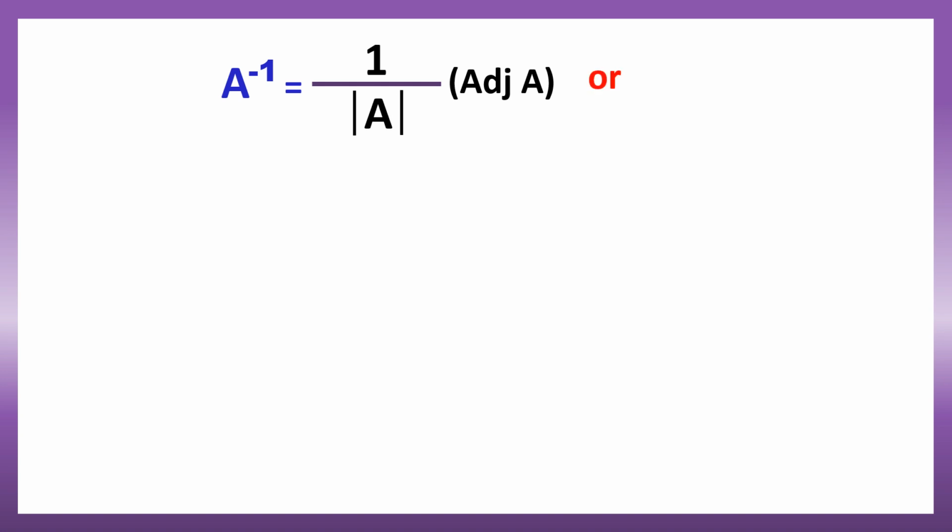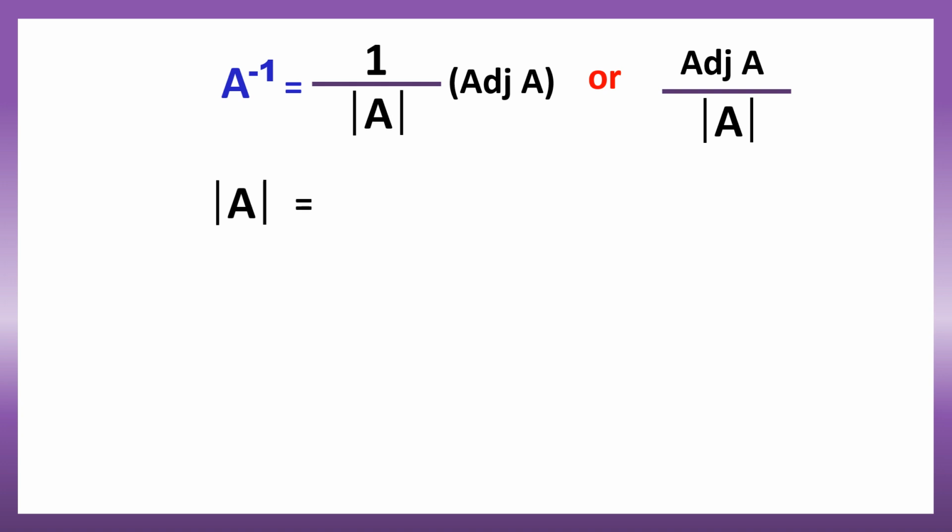So our next step is finding A inverse into B. A inverse is equal to 1 divided by determinant of A into adj A, or that is same as adj A divided by determinant of A. So we have to find determinant of A and adj A to get A inverse. What is determinant of A? There is a determinant of A matrix.